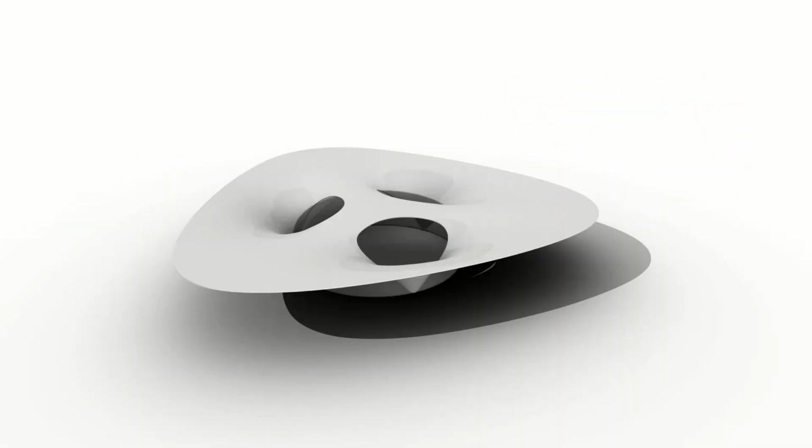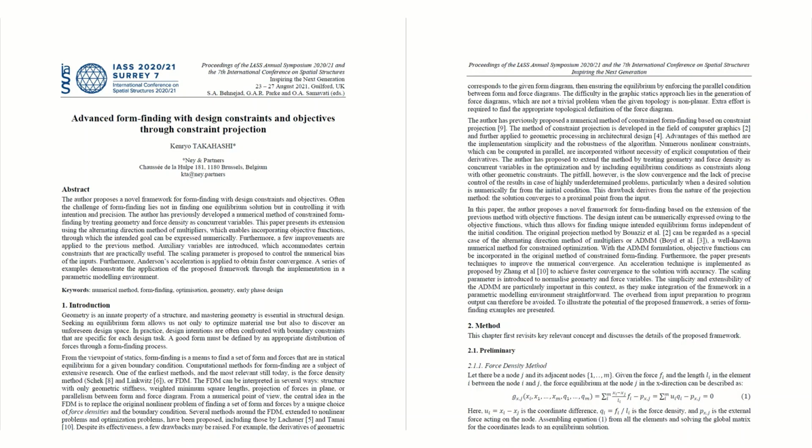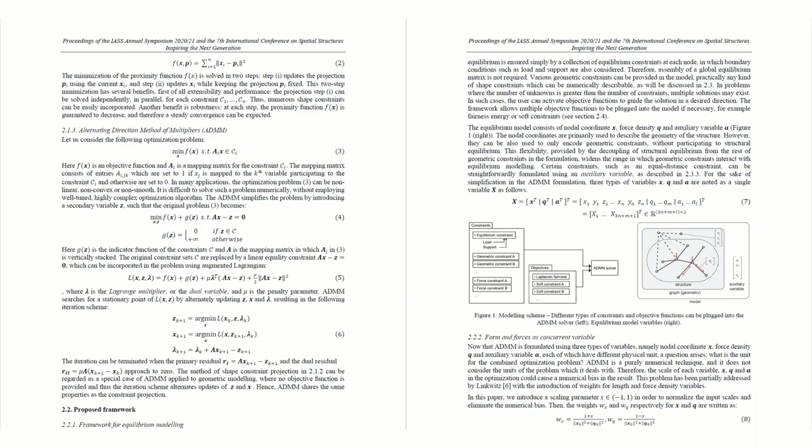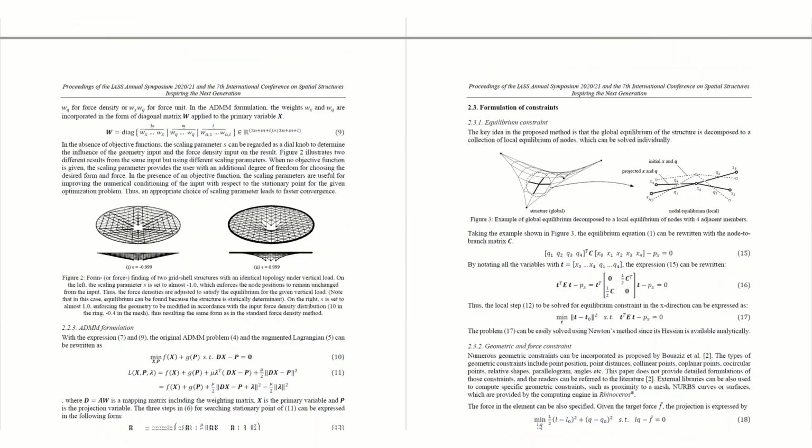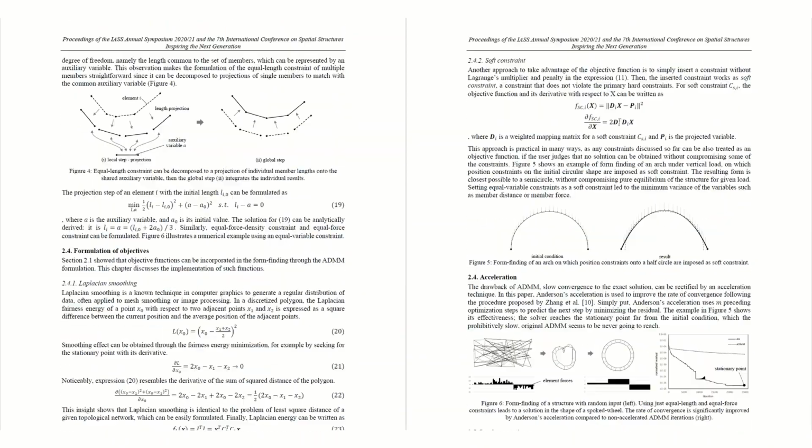We presented a novel approach to form finding with constraints and objectives. With the proposed tool, the user can explore a design space and find a unique solution that satisfies the architectural requirements which are specific to the project. For those who are interested in detail, further discussions about the formulation and the implementation of the method can be found in the conference paper.